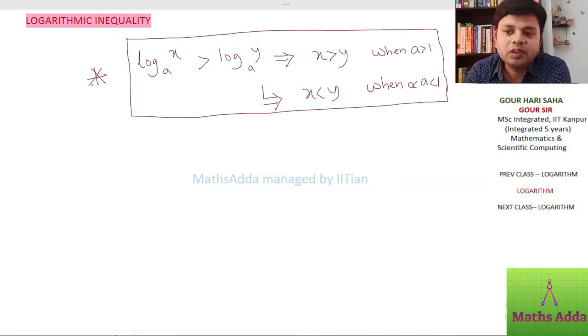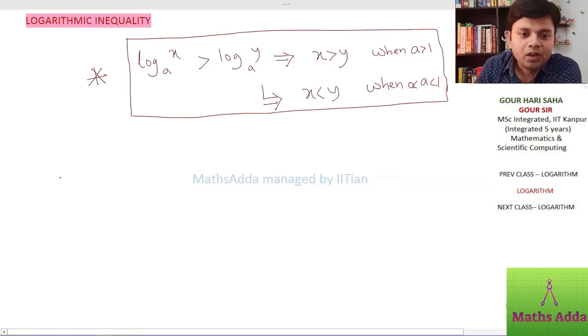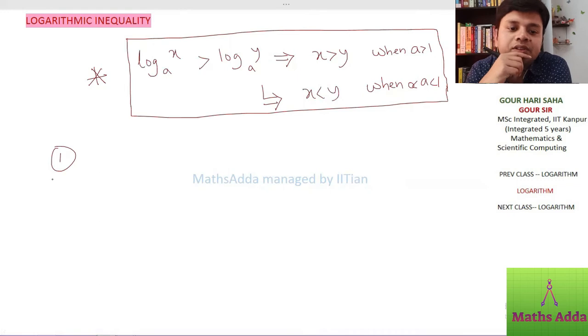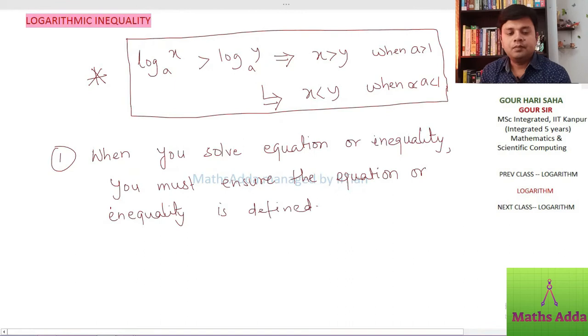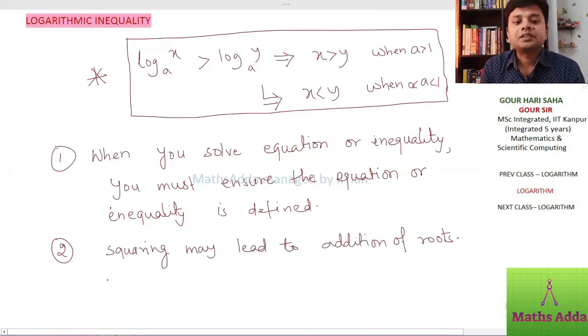Before we move ahead, we must know a few things about solving equations or inequality. So I am writing a few important points here before we solve logarithmic inequality questions. First one is, when you solve an equation or inequality, it is a must that the equation or inequality be defined. If it is not defined, there is no point in solving it. Some precautions. Squaring of an equation may lead to addition of roots. Let us take an example.